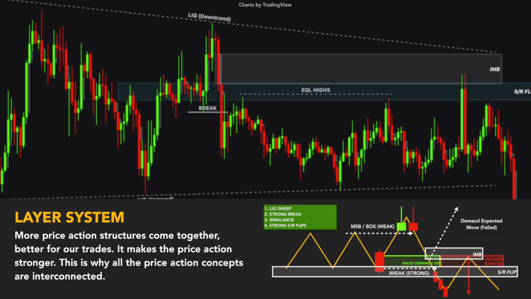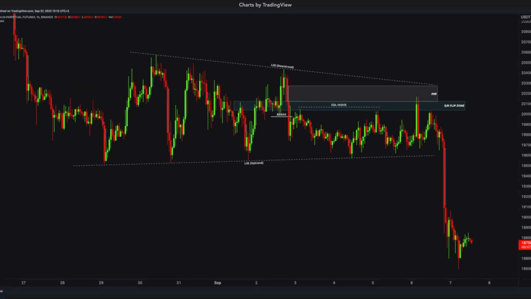You can also notice very obvious SR flips here. I'll do a video about support resistance flips. However, the main role of support resistance flips is high quality breaks. I need to see the high quality and sharp break first, then I check for SR flips.